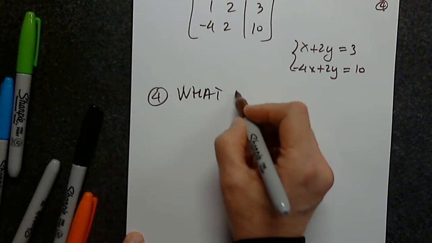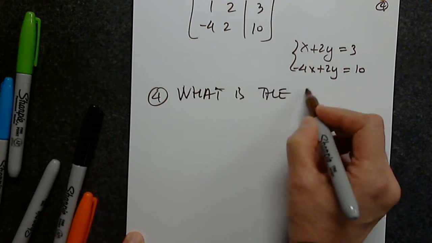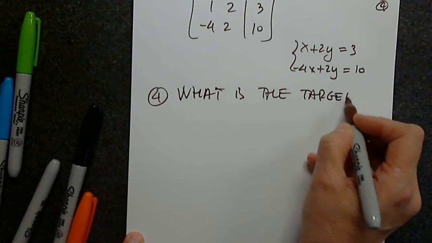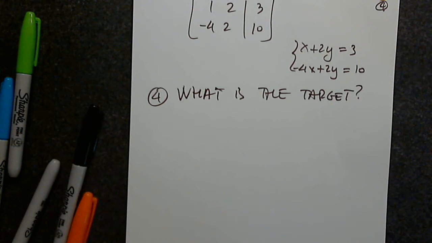What is the target? So I don't know how everyone thinks, but you catch my interest if you told me where I'm going. So I want to tell you where we're going and then slowly get there. So what is the purpose? Okay, I have a system. Yes, I have an augmented matrix. So what? What am I trying to do?